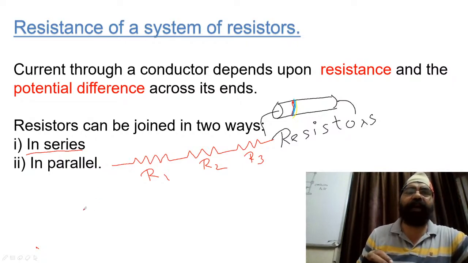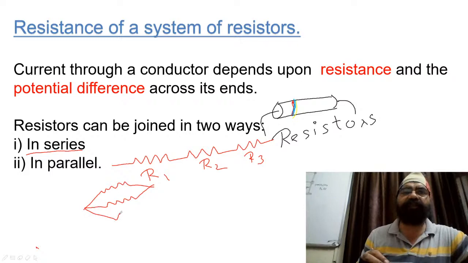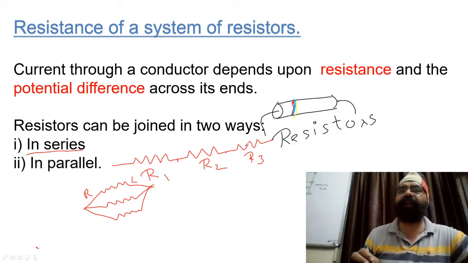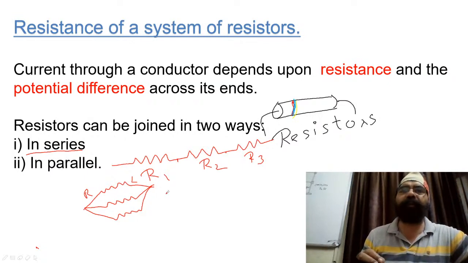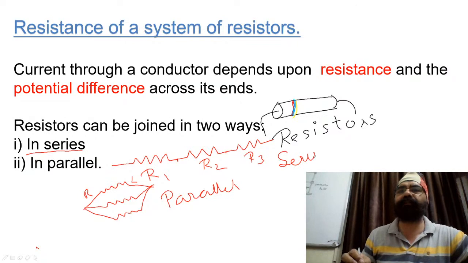On the other hand, if I join them in such a way that all of them get their supply from the same point, which means the potential difference across their ends is the same, like this. Suppose this is a boy: all the right hands are joined together and all the left hands are joined together, whereas in series the right was holding the left, the right was holding the left. So when they are one after another, it is series, whereas if all are joined to the same point, then they become parallel. Got it? We will study these in detail. This is parallel connection and this is series connection.